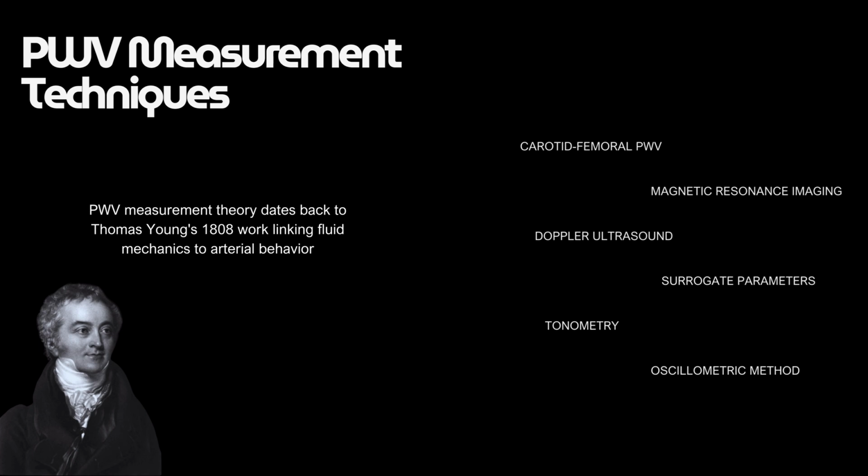For more accessible approaches, we have tonometry using sensors to detect wave arrival, or oscillometric cuffs, which work similarly to a blood pressure monitor. Doppler ultrasound and even MRI take it up a notch, offering real-time or detailed imaging of the pulse in action. And for the tech-savvy, wearable devices using surrogate parameters like pulse transit time are making waves in research and wellness tracking.